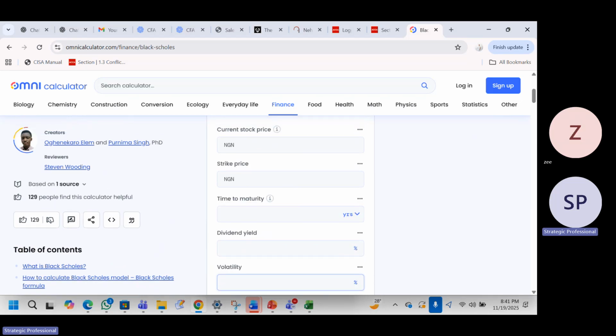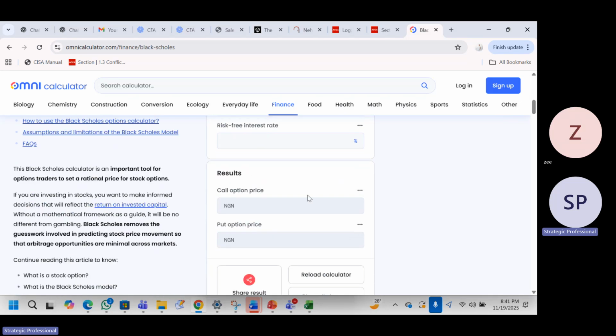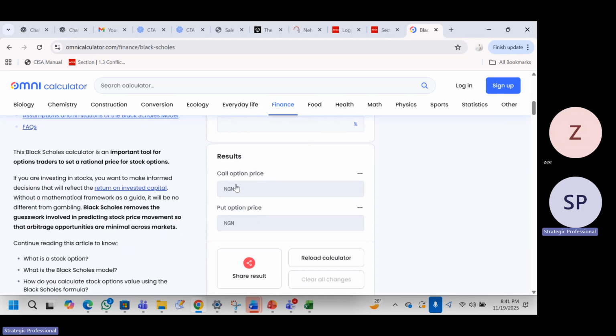By the time you plug all these things in, you come here. They will give you the call option price. They will give you the put option price. You will see the result also in your own BSOP calculator on your portal. They will give you a call option price, a put option price. This is where some people usually make mistakes.